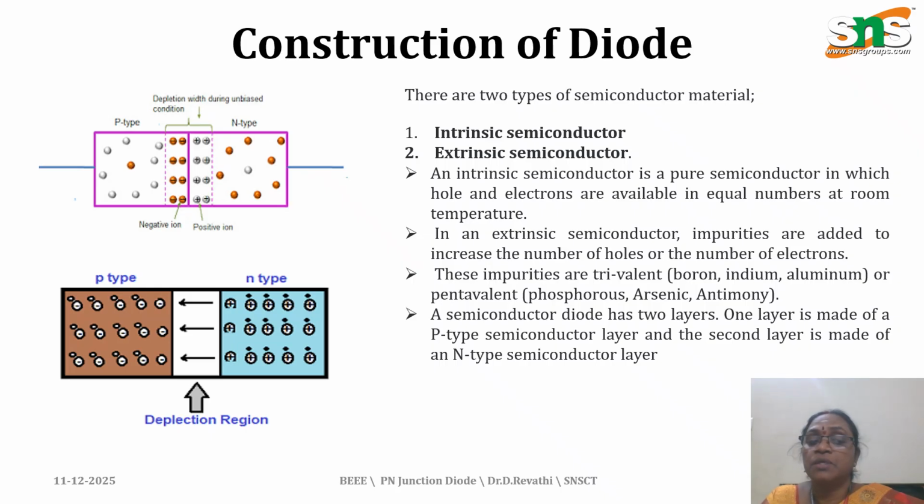To break down this region, we apply the bias voltage. So we have discussed the construction, how we join the P-type and N-type materials, and the types of materials. In the next session we can see the operation of the diode. Thank you all.